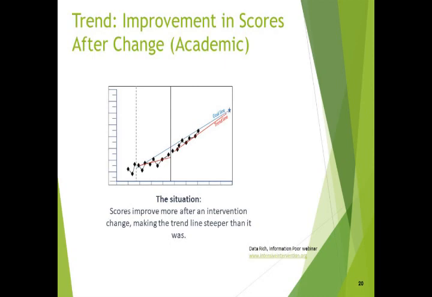So when we look at graphs, particularly academic graphs, we want to look for a trend in improvement. You can see here that the trend line is exceeding the goal line. When we see a data path like this, we want to consider increasing the goal that the student has and make sure that that goal is appropriately ambitious.